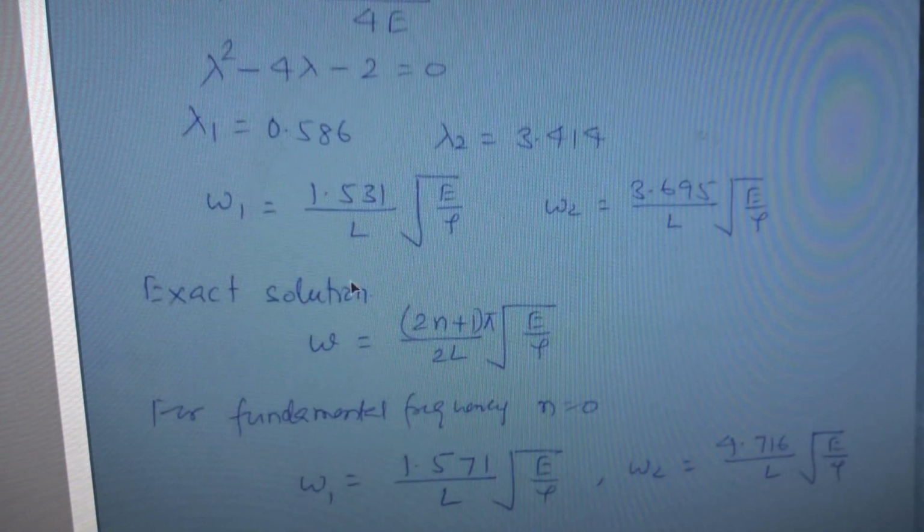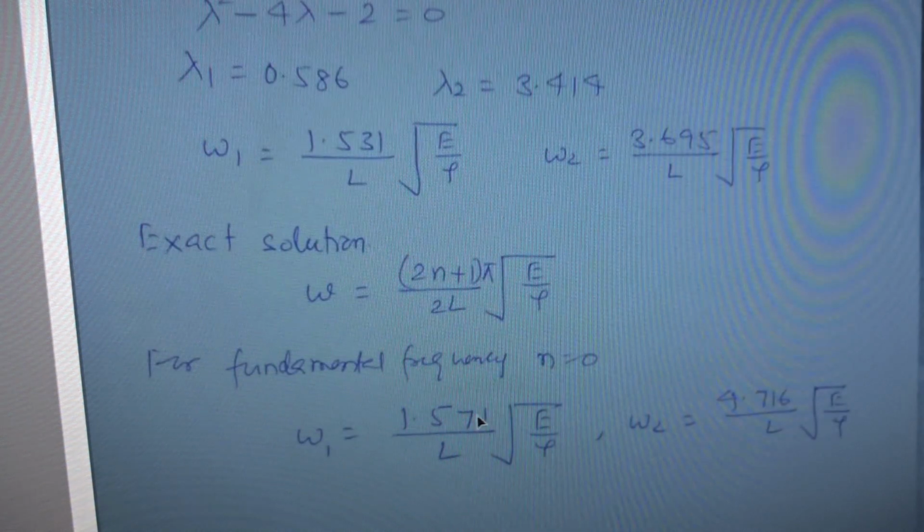You know from vibration, if you have studied it, or in the next semester you will study the vibration problem, you can find the frequency of the bar by using this formula: (2n plus 1) divided by 2L, times pi, root under E by rho, where n varies from 0, 1, 2, 3, 4. For the fundamental frequency n is equal to 0, and this omega is equal to 1.571 by L root under E by rho, and omega 2 is equal to 4.716 by L root E by rho.